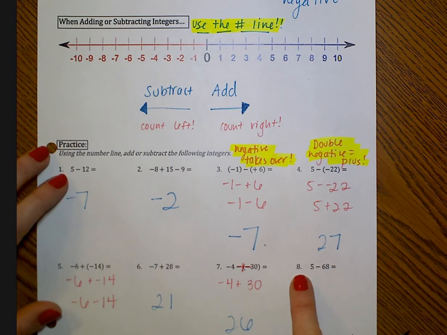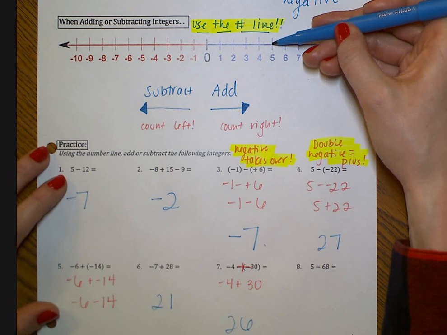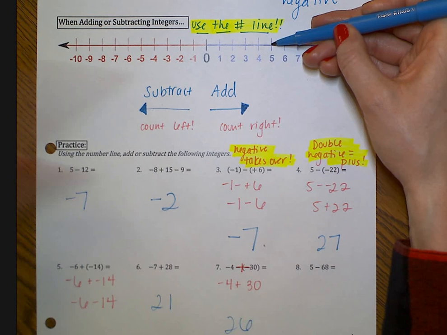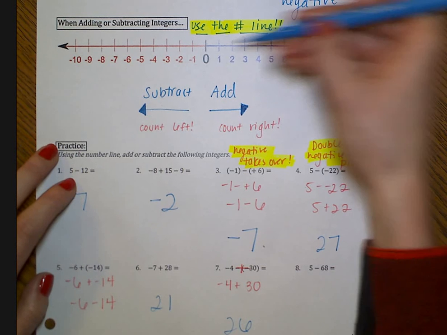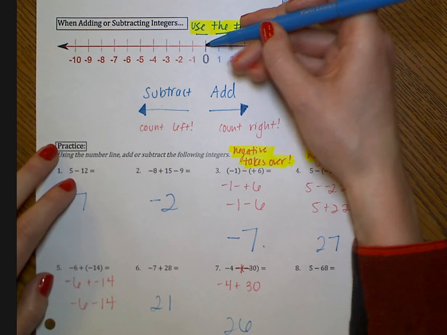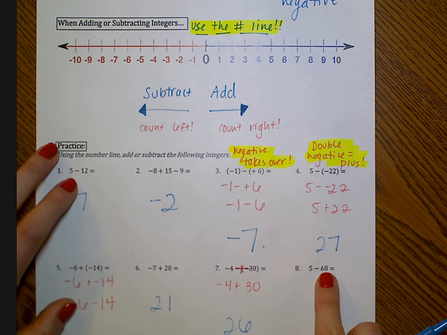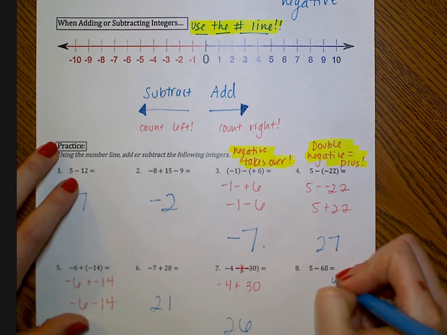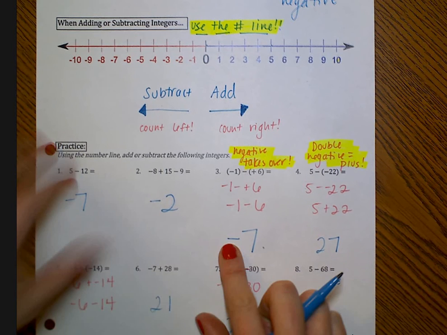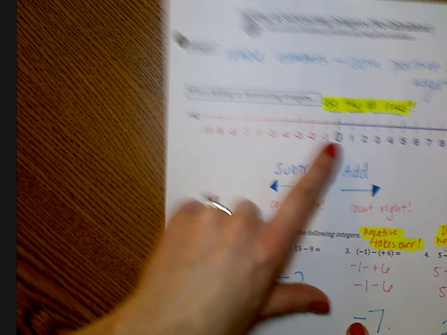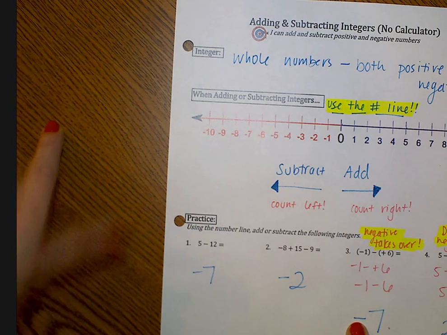The last one, you might get something crazy and go way off the number line, but you're going to start at 5 and count 68 spaces to the left. If you count 5 spaces to the left, that puts you at 0. Let's see, 68 minus 5. That would leave me with 63 more spots to count, which is going to land me all the way here at negative 63.